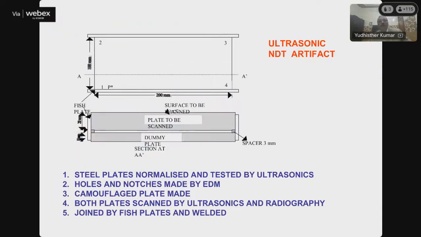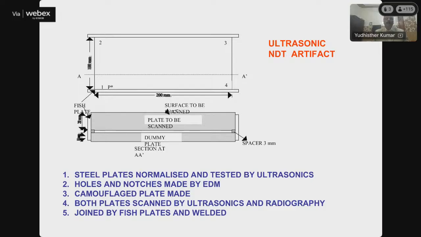This is one of the artifacts. An artifact is a device or a standard sample which is used as a standard for intercomparison. Intercomparison in standards, as you all may know, is used for comparison of results, or comparison of the setup, or comparison of the measurement parameters for various labs.